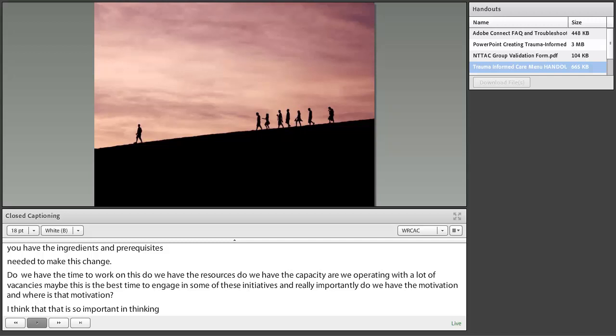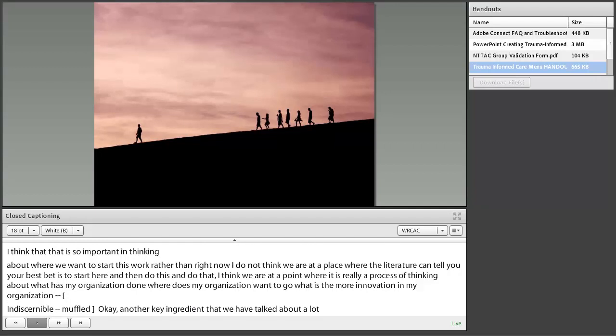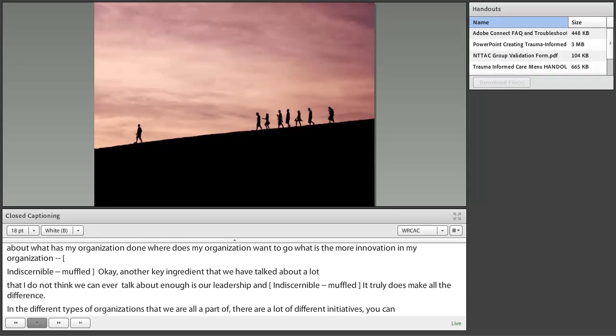Another key ingredient that we've talked about a lot, but my belief is we can never talk about it enough, is the importance of leadership, support, and buy-in for this work. It really, truly does make all the difference. In the different types of organizations that we're all a part of, there's a lot of different initiatives. People can get change fatigue, and having leadership involved really sends a message that this is a priority, and it gives permission for others to get involved too. So when we're thinking about trauma-informed training, sometimes I'll ask if the leadership or that organization can introduce the training and introduce why they think this is such an important part of organizational change.